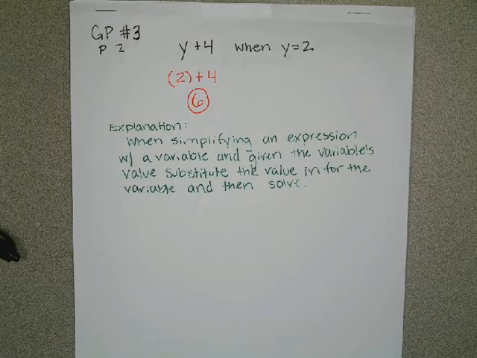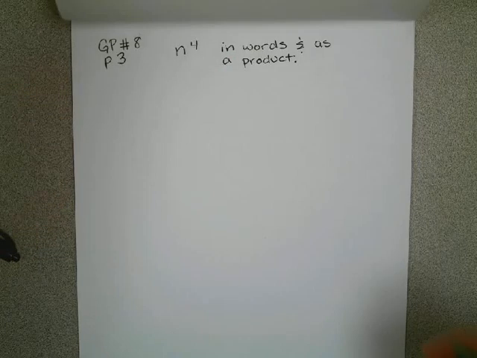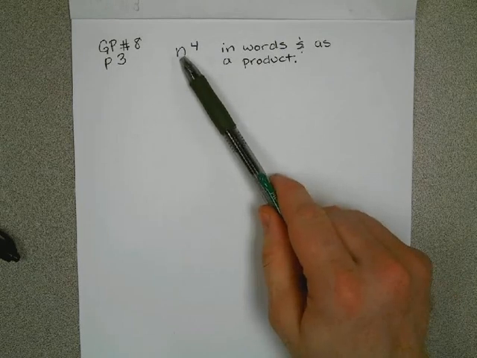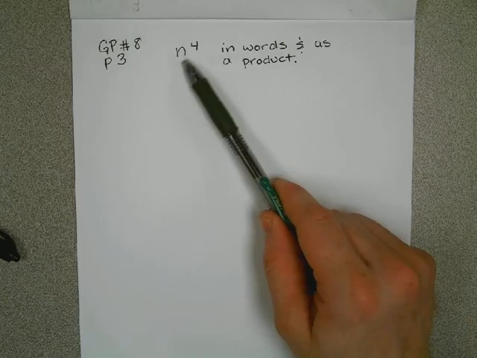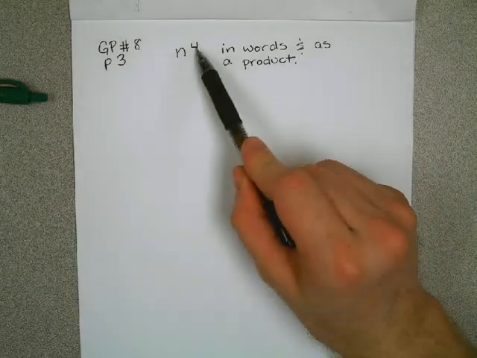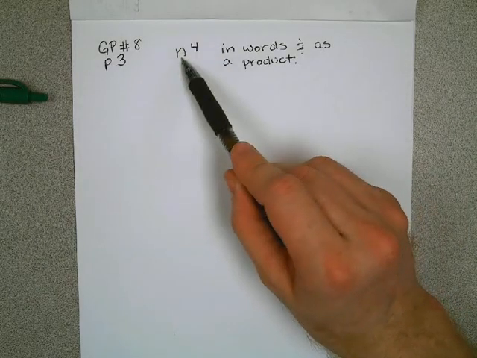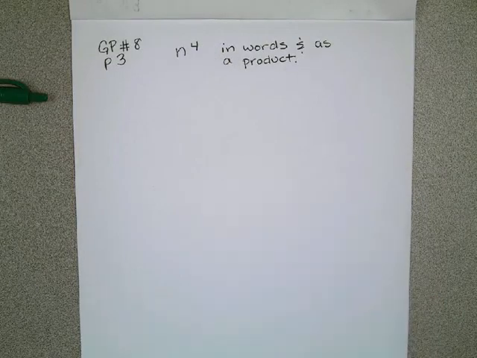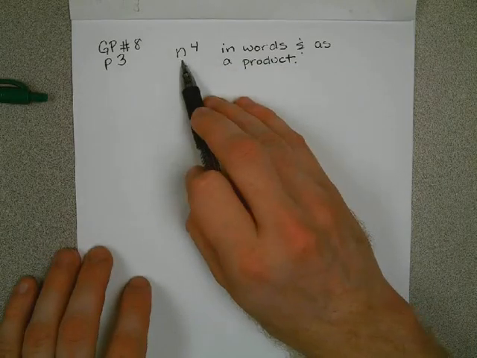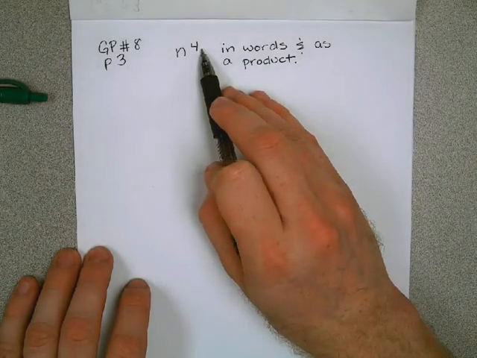All right, let's move on to guided practice number 8, found on page 3. In this problem, you're asked to state this expression in words and as a product. The function that's going on here is a power. Just some quick explanation of this. This whole thing is the power. This is the base, and this is the exponent. When we state a power in words, we state the base, and then we state the exponent. So, stating that, I'm going to use a different color pen for you. It's going to be n to the 4.